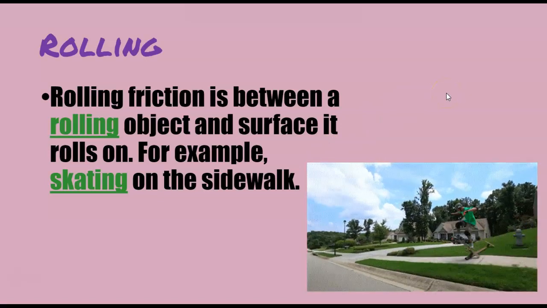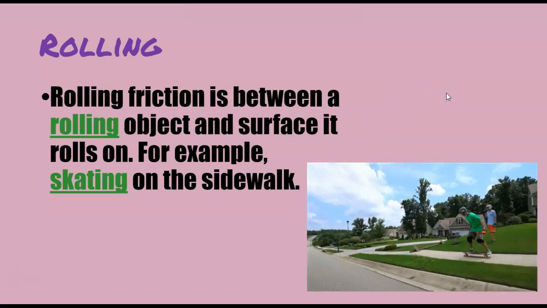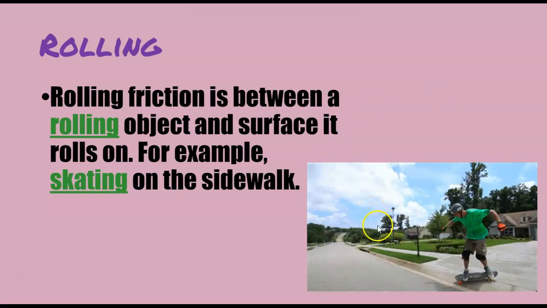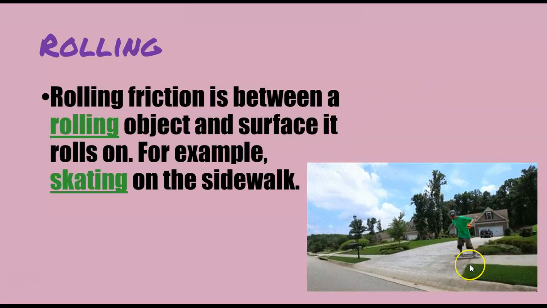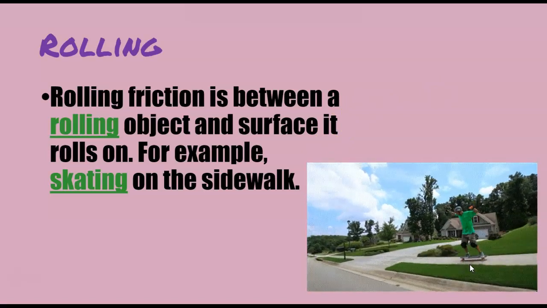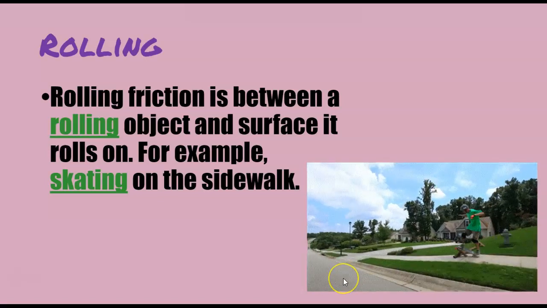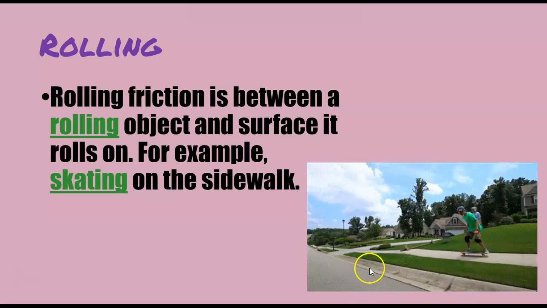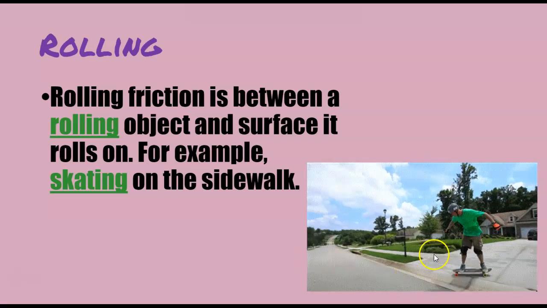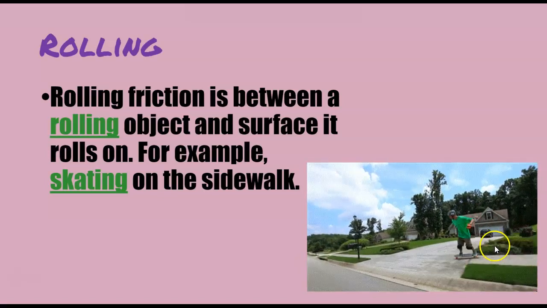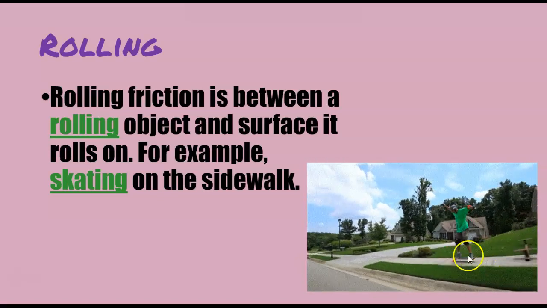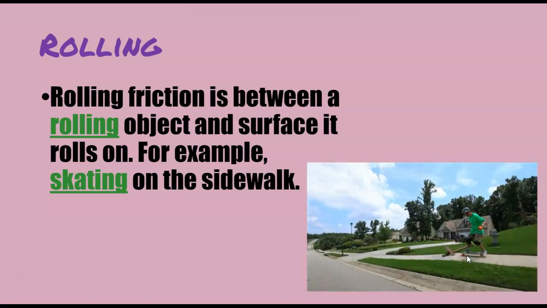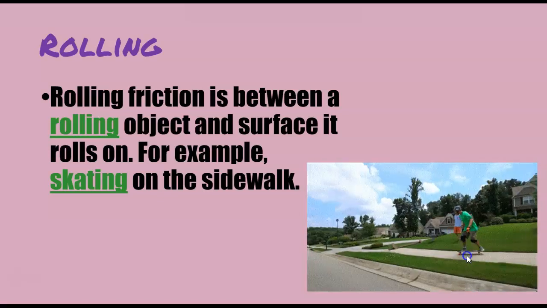Then you have rolling friction. It is between a rolling object, for instance the skateboard that you see right here, and the surface that it's rolling on, like the sidewalk or the road. Yeah, that's a road. So either one of those, and maybe even that little thing that it jumps over. And this is rolling.